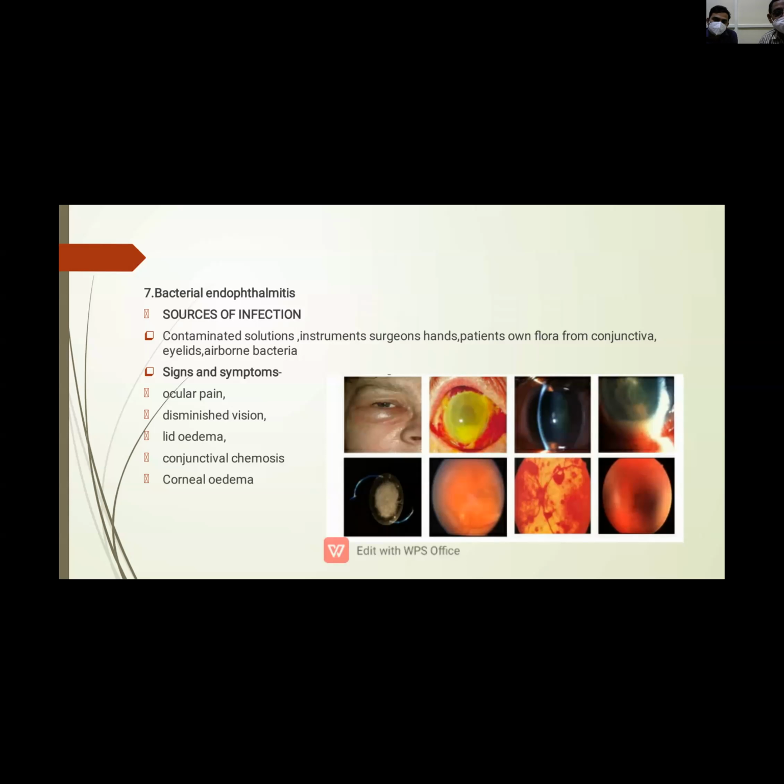So bacterial endophthalmitis is also a dreaded complication. Yes, sir. The patient who was having good vision and a quiet eye in the immediate post-operative period, when he comes for the first follow-up on the third day or so, will complain that the vision has come down, and there will be other signs as you have mentioned. So how do you manage this?